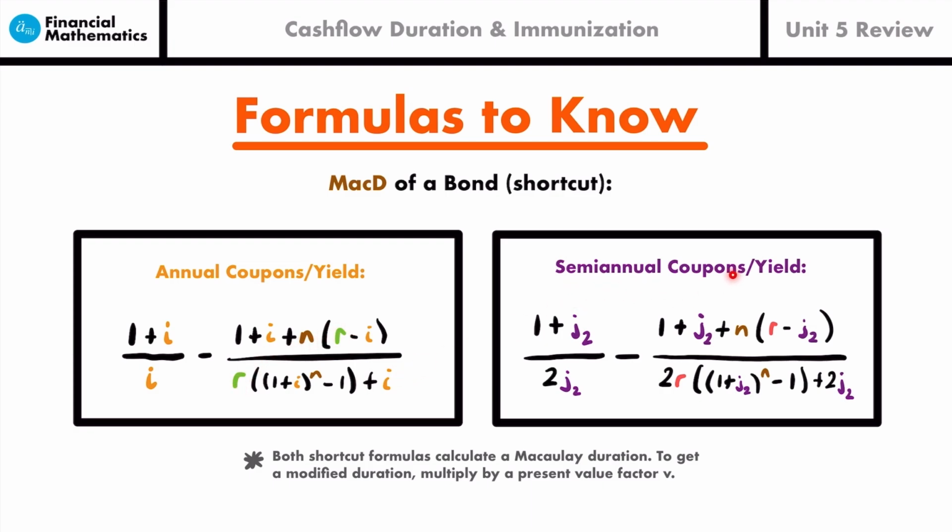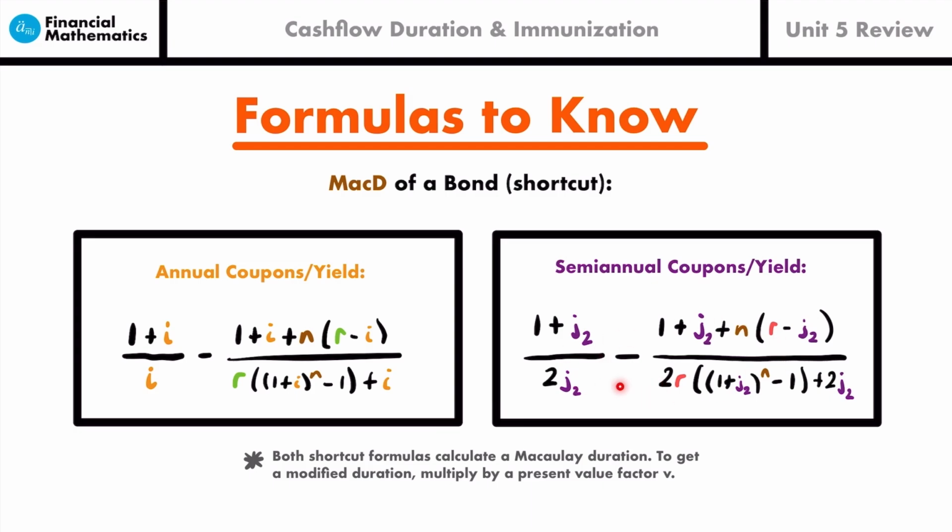Now, if you have semi-annual coupons and a semi-annual yield rate, which is most likely what you will have, since most bonds have semi-annual coupons, then this is the formula that you would want to use. You have (1 + the semi-annual yield rate) divided by 2 times the yield rate, minus (1 + the yield rate + n times the quantity (r - the yield rate)), all divided by 2r times the quantity ((1 + the yield rate)^n - 1), and then plus 2 times the yield rate. Okay, and n is still the number of coupons, but now r and the yield rate are both semi-annual rates.